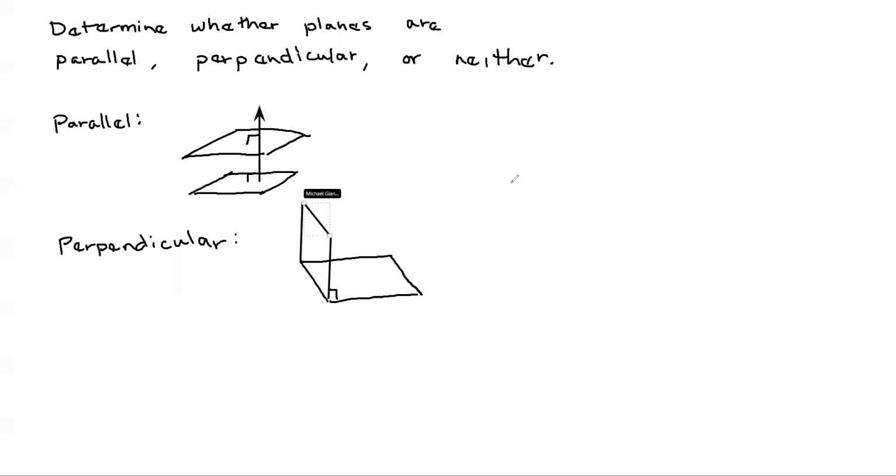That's cheating, but it works. Okay, so we've got a plane. Think of this as the floor. We've got another plane. Think of it as a wall. There's a 90-degree angle.